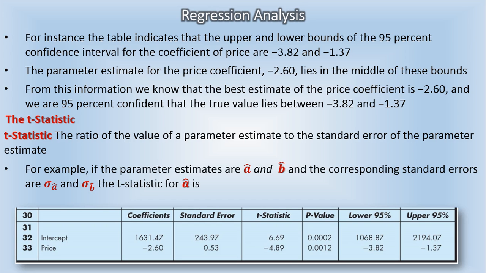So if the parameter estimates are A hat and B hat, and the corresponding standard errors are sigma A hat and sigma B hat, the t-statistic for A hat, so for that intercept estimate, is going to equal the ratio of our estimate to its standard error, and that will give us our t-statistic. And the t-statistic for our price coefficient is equal to our estimate of the price coefficient divided by its standard error.